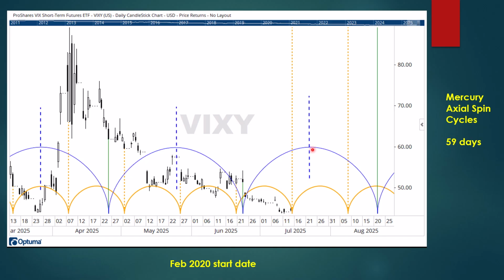And the midpoint of the current Mercury spin cycle is going to arrive around about the 22nd of July. Could be something that happens on the VIX at that point. Time will tell. So there's another valuable tool to help you navigate the choppy waters of the VIX, the Mercury spin cycle.